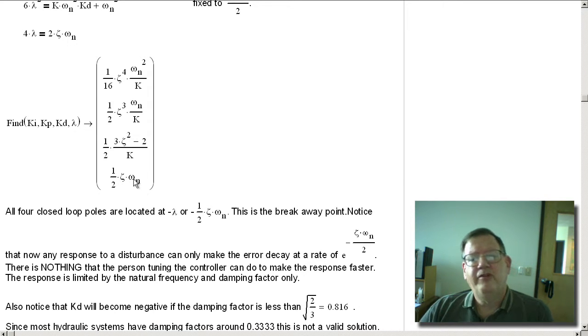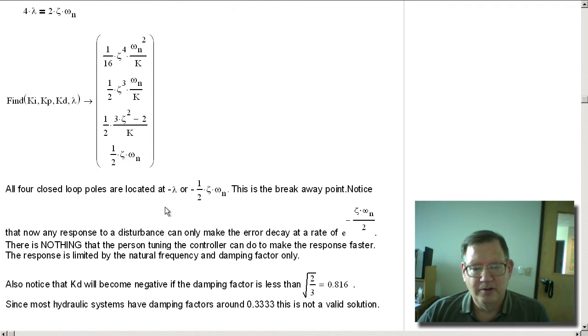So if you're not using the second derivative gain, this is going to be a recurring theme. You're just going to be limited in what you can do with your response. No matter how you change the gains, it's not going to make any difference. The response cannot be any faster than this one value.